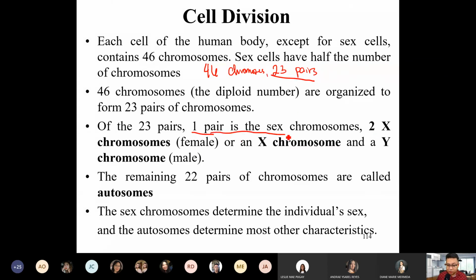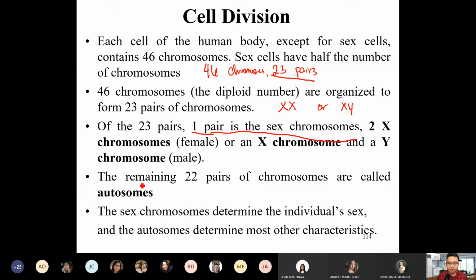One pair is the sex chromosome. It determines the gender. So it's either XX or XY. XX is the female and XY is the male. So usually that's the only difference between the 23 pairs. The remaining pairs of chromosomes are called autosomes. The sex chromosomes determine the individual's sex, and the autosomes determine most of the characteristics.